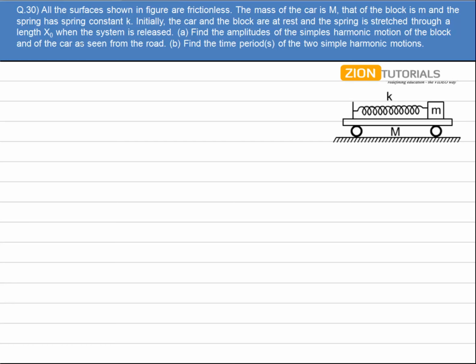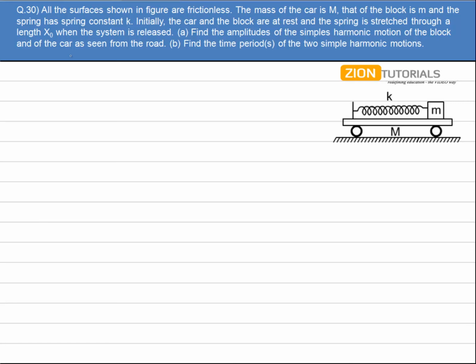All the surfaces shown in the figure are frictionless. The mass of the car is capital M and that of the block is small m, and the spring has a spring constant k. Initially the car and the block are at rest and the spring is stretched through a length x0 when the system is released. Find the amplitude of the simple harmonic motion of the block and the end of the car as seen from the road, and find the time period of the two SHMs.